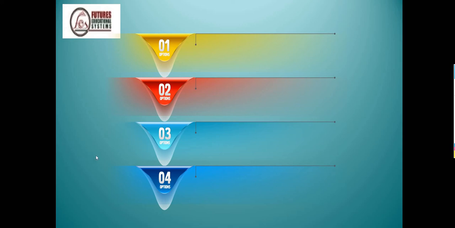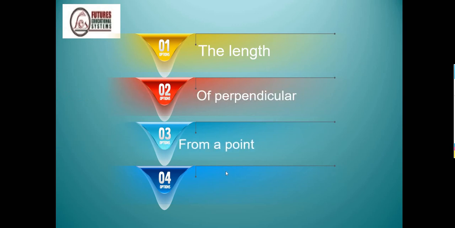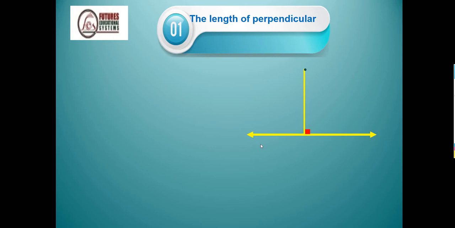Dear student, our lesson today is talking about the length of perpendicular from a point to a straight line. If we have a straight line, I want to calculate the length of perpendicular from this point to this straight line. The length equals L.